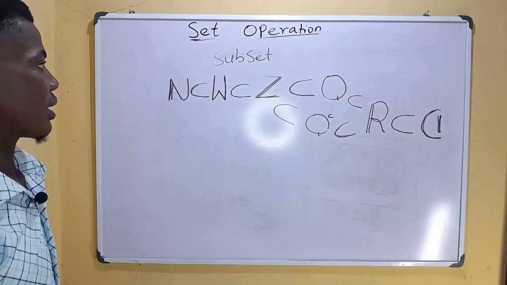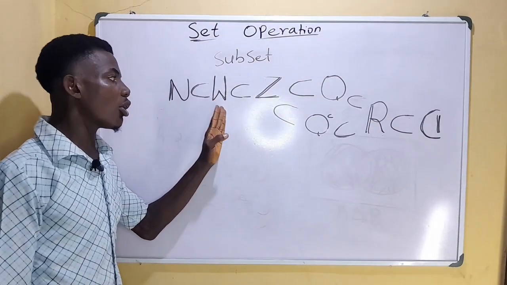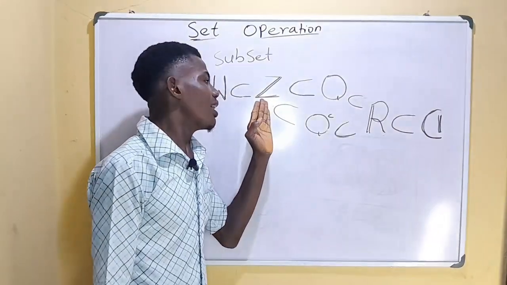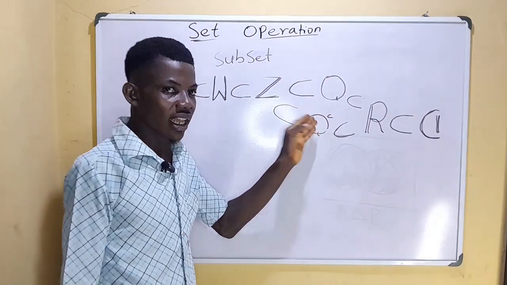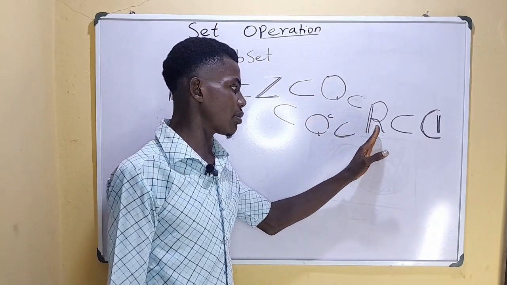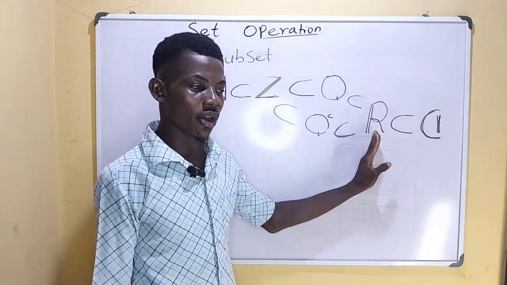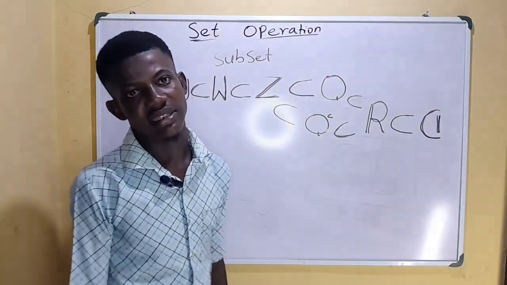This is how it goes. Natural numbers are a subset of whole numbers. Whole numbers are a subset of integers. Integers are a subset of both rational and irrational numbers. Now, rational and irrational numbers are a subset of real numbers. Real numbers are a subset of complex numbers.